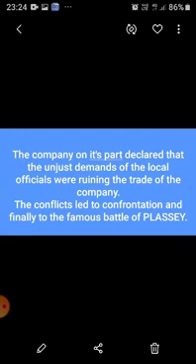And what happened then? Between the company and Sirajuddaulah, there was a big war. The company on its part declared that the unjust demands of the local officials were ruining the company's trade. The conflicts led to the final famous Battle of Plassey, which was in Bengal, in Murshidabad.